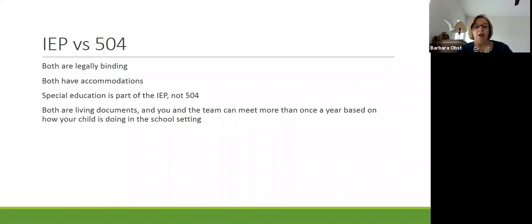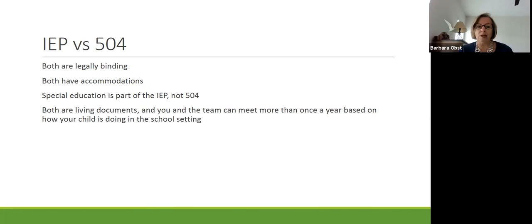I just put this picture up at the table, but I have been in meetings where they brought a team of 12 to 15 members in for team meetings. So, IEP versus 504. After the initial meeting, they will determine whether or not your child is eligible for an individual education program, or whether they just need accommodations. And that would become a 504 plan.